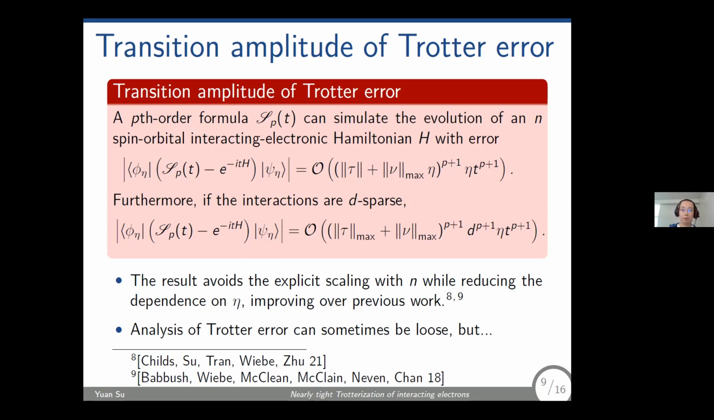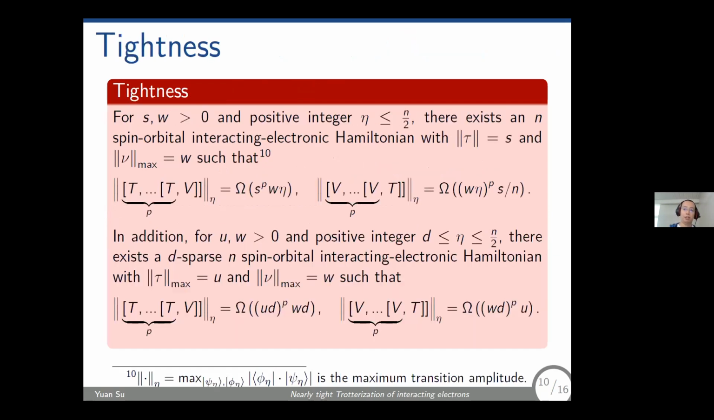Okay, so this is the main result. And based on some of the previous experience, the analysis of trotterization could be loose for simulating some concrete physical systems. But we also have this tightness result where we construct some concrete example Hamiltonians that almost saturate the upper bounds. Unfortunately, I don't think I have enough time to go into the details of the constructions, but instead, I would like to mention some of the potential applications of these results. Hopefully, it can give you a sense of how these results could be applied in concrete scenarios.